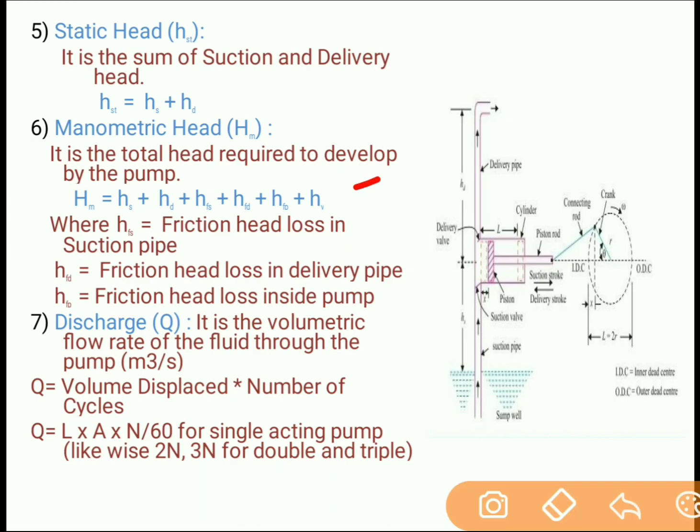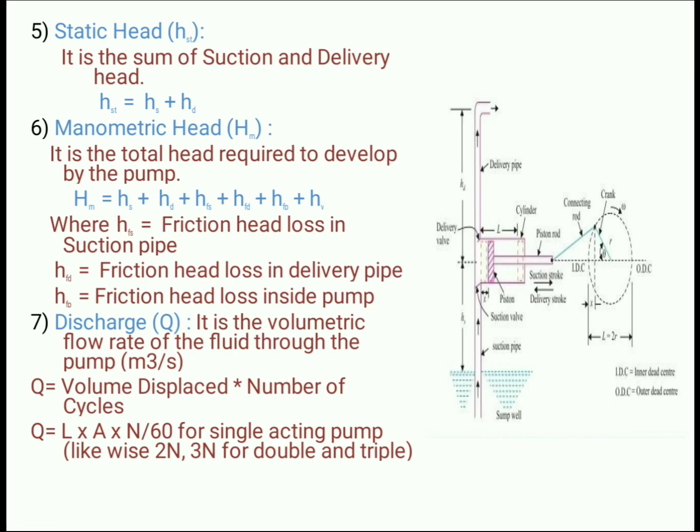And last is HV. HV is nothing but the velocity head of the liquid at the end of the delivery pipe, and the value of HV is v square by 2g. So when we add all the heads, the head which we get is the manometric head. This is the total head required to be developed by the pump, because in order to transfer the liquid from the sump to the delivery pipe, you have to develop a certain energy, and that energy can be expressed in terms of manometric head, which is the summation of static head plus dynamic head plus some friction head losses.